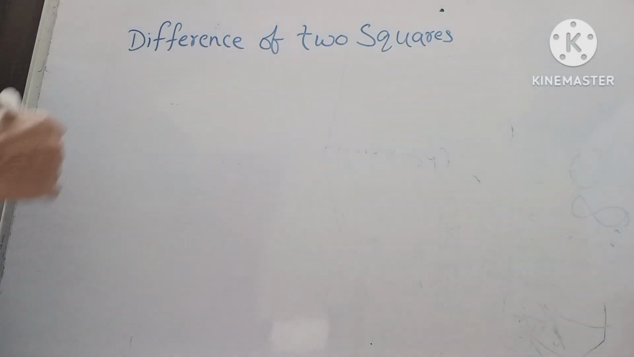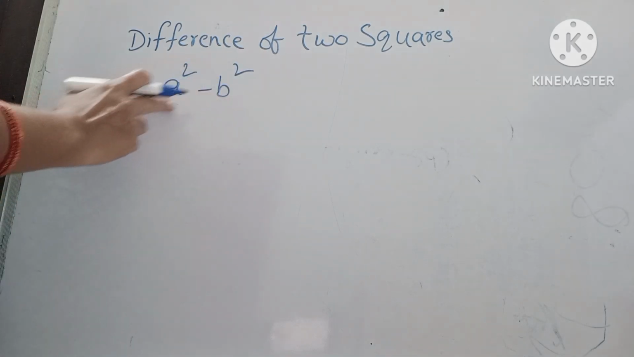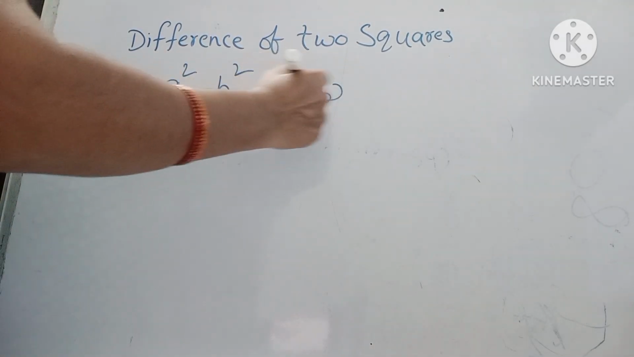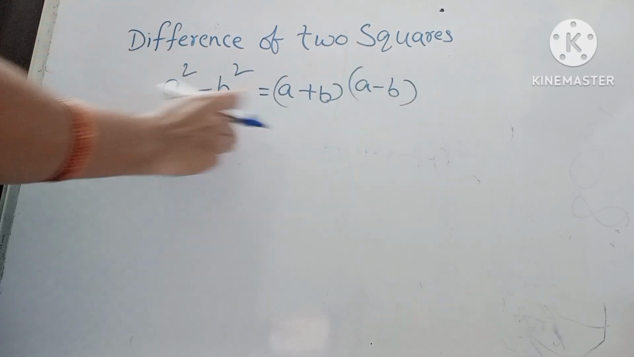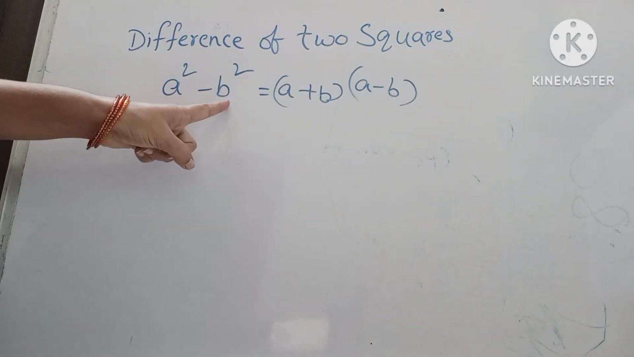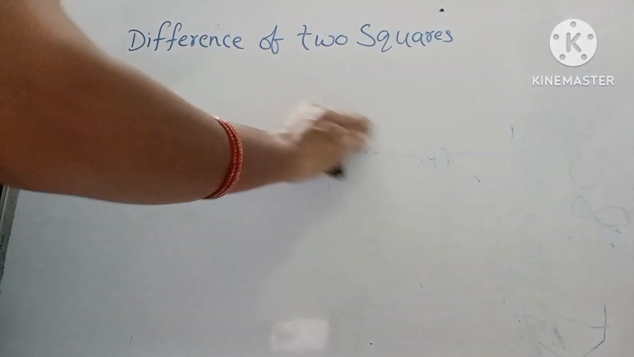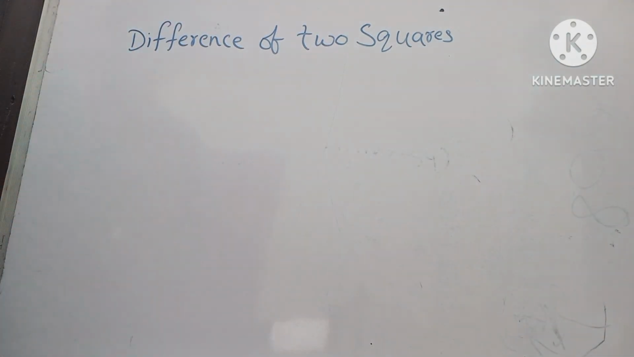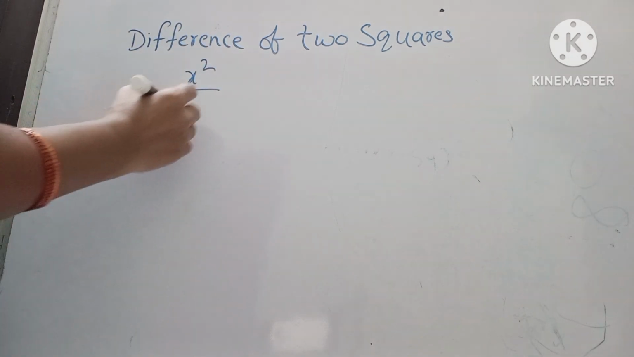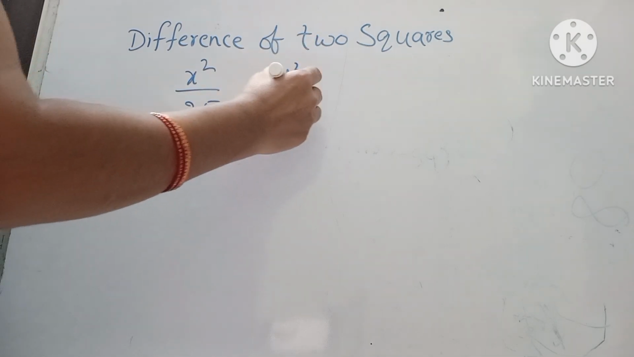Difference of two squares. What is this? a square minus b square. These two are squares, and here we are finding the difference, which is a plus b into a minus b. So we use the difference of squares formula as a factorization. Difference of two squares gives its factors, which is x square by 25 minus y square by 36.